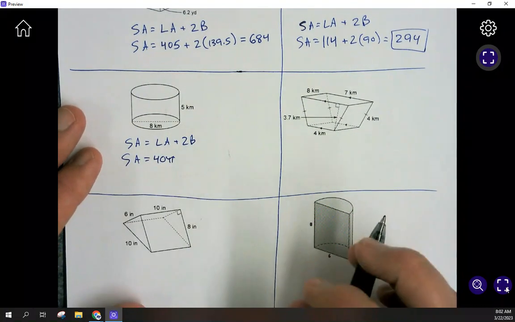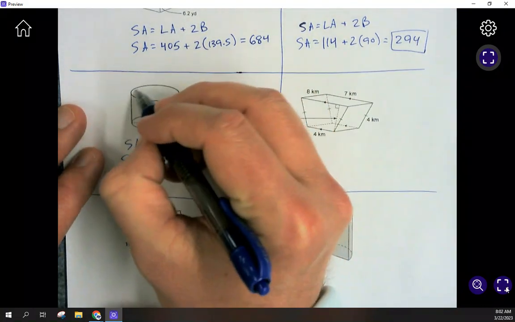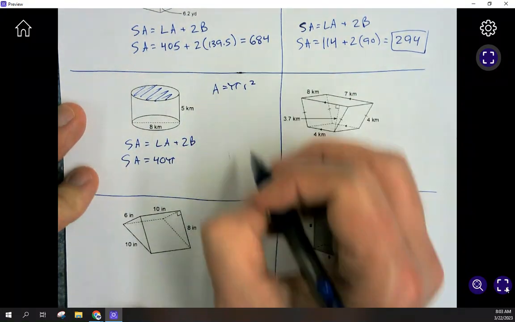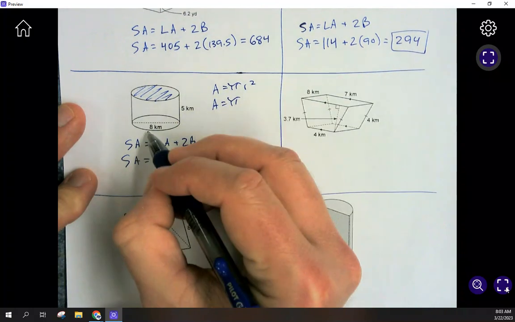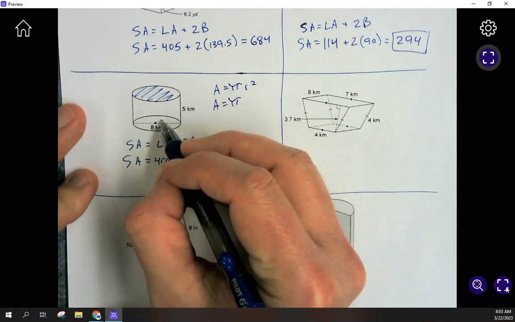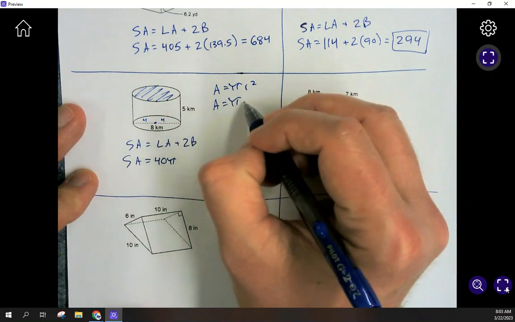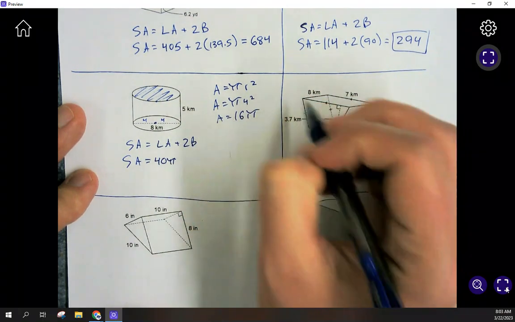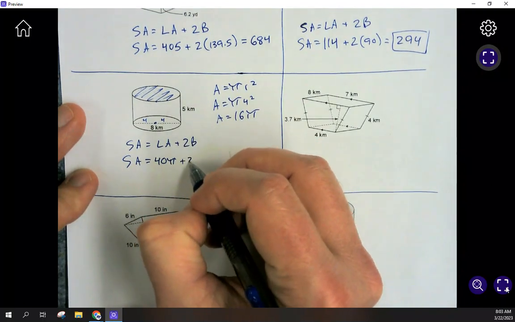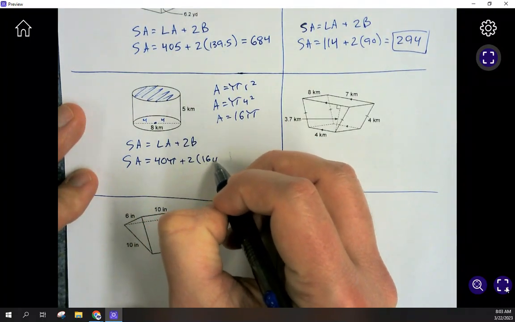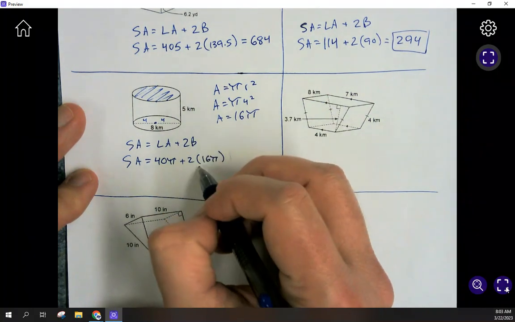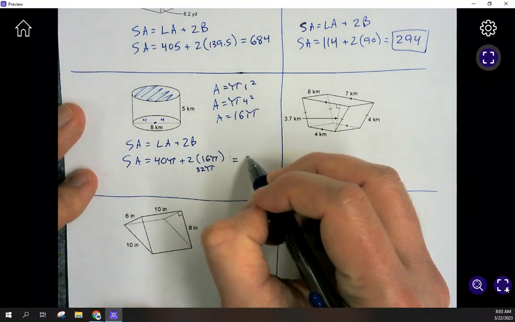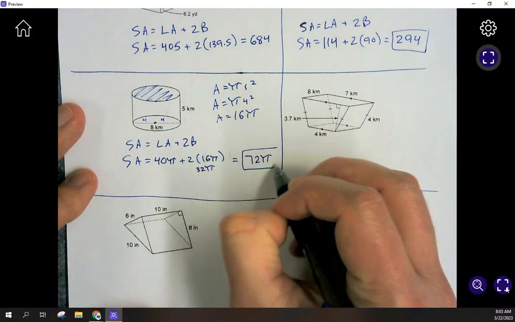So we do need the top and the bottom. So we're finding the area of a base. Well, that base is a circle. Area of a circle is pi r squared. Be careful, don't grab the 8. That's the diameter. Radius would be halfway across, so 4 squared. So area equals 16 pi. There's two bases, so 2 times 16 pi. Well, that would be 32 pi. And we're going to add that to the 40, and my total surface area is 72 pi.